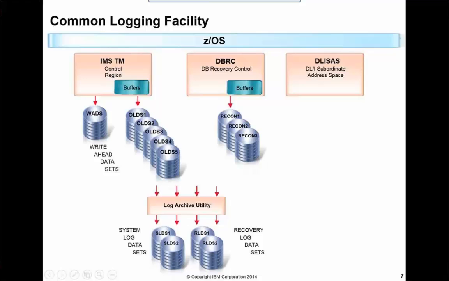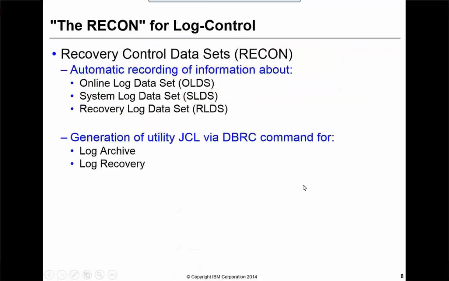Okay? So come on over to the next page. So that's one function that DBRC does. It's something called log control, where in the RECON we record information about the OLDSs, the SLDSs, and the RLDSs. And if a log data set needs to be recovered or the archive utility needs to be manually kicked off, DBRC will generate the JCL. You can enter a command to DBRC, and it'll generate the JCL to kick off the utilities that will do the log recovery or the log archiving, if you will. Right? Come on over to the next page.